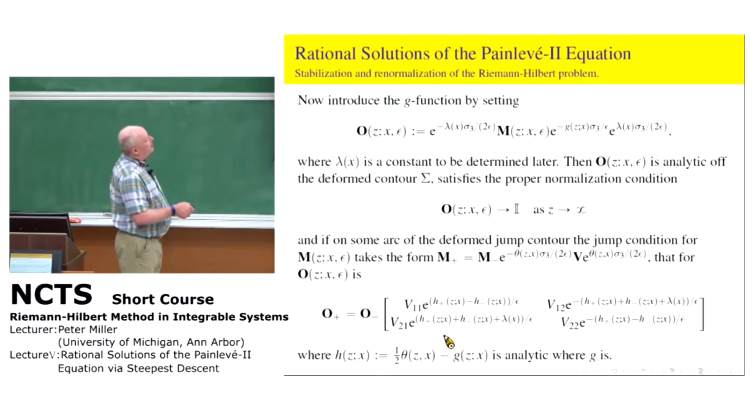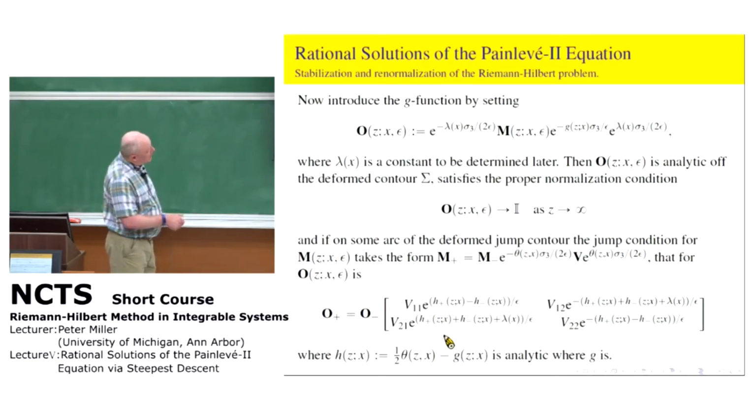So then this O function is analytic off the deformed contour sigma. It satisfies the proper normalization condition that O should go to the identity matrix as z goes to infinity. And then if on some arc of the deformed jump contour, we could write the jump condition for m in this form, m plus is equal to m minus times some core jump matrix that we'll call V, conjugated by the theta, right? So just like that. If that's the case, then we can write down right away what the jump for O looks like, and it's this formula. So the corresponding jump is O plus equals O minus times a matrix. So here are the elements of V.